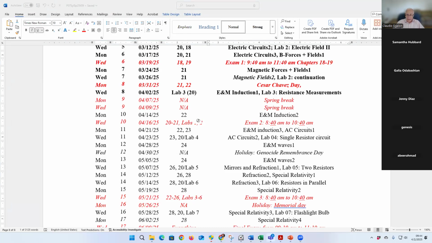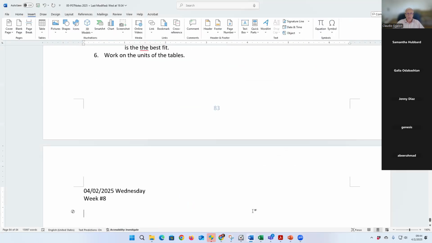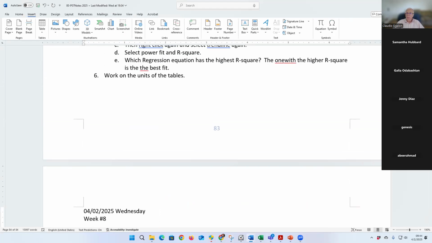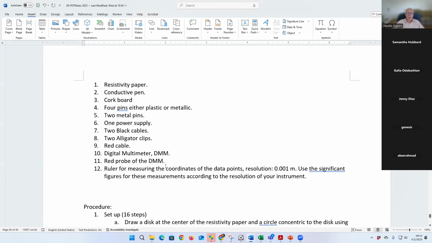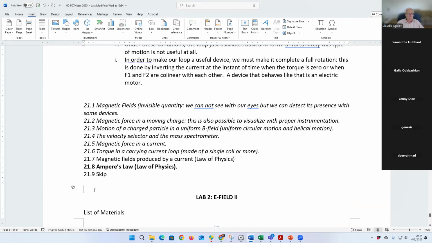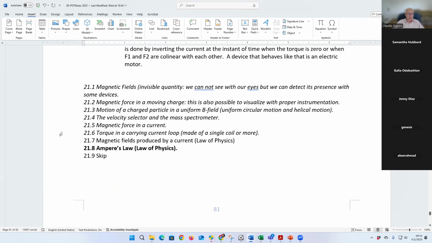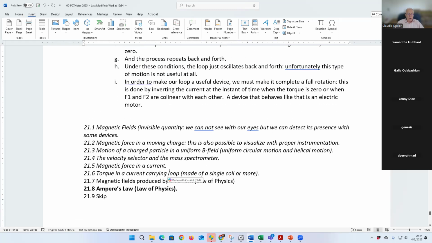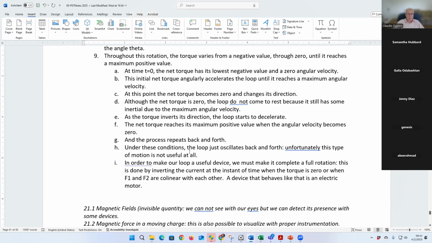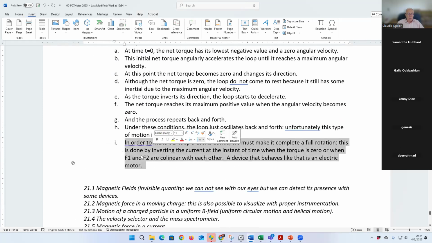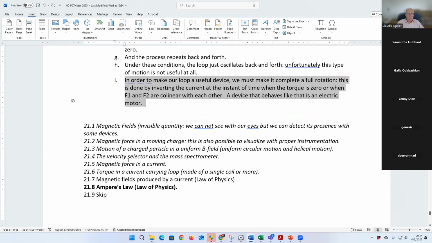Let's take a look at the notes. Let's see where we stopped. Page break. Let's see, we did the torque, right? Torque in a current carrying loop. That's what, and that's the step-by-step that I covered here.